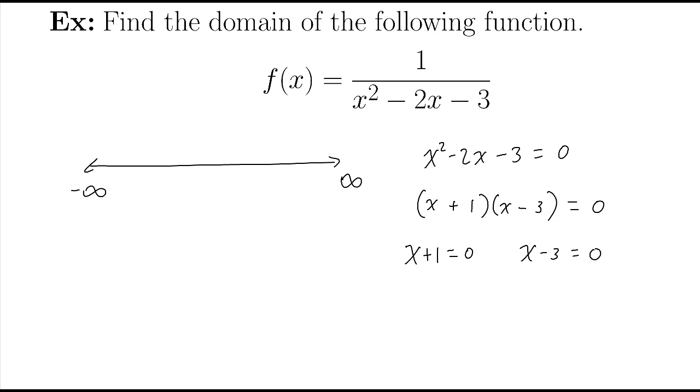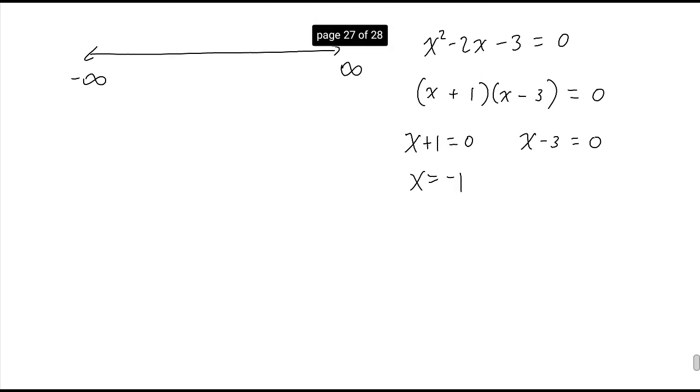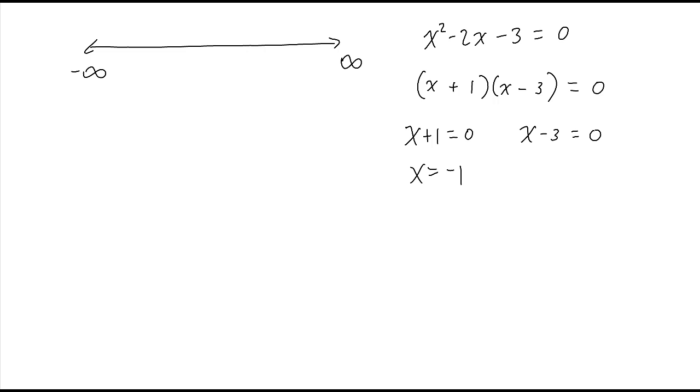All right, so x plus 1 equals 0. If I subtract 1 from both sides, I get that x equals -1. And if I add 3 to both sides of x minus 3 equals 0, I get that x is equal to 3. So those are my two restrictions, -1 and +3.